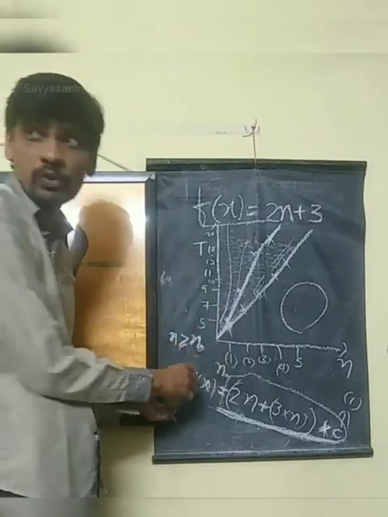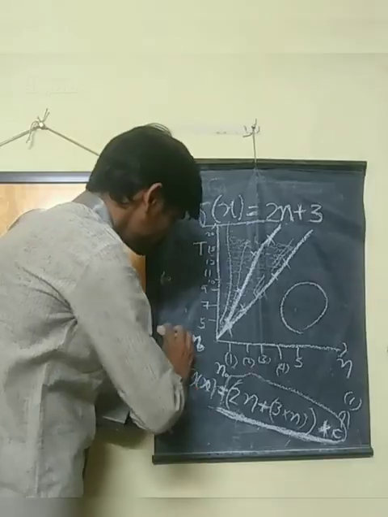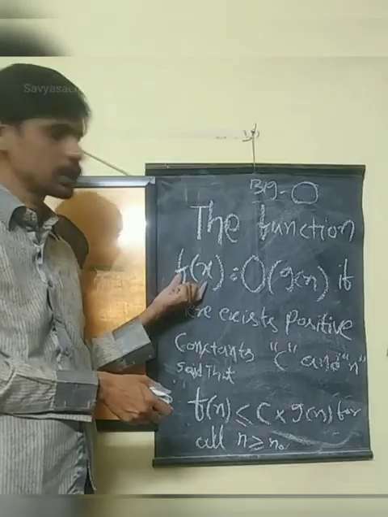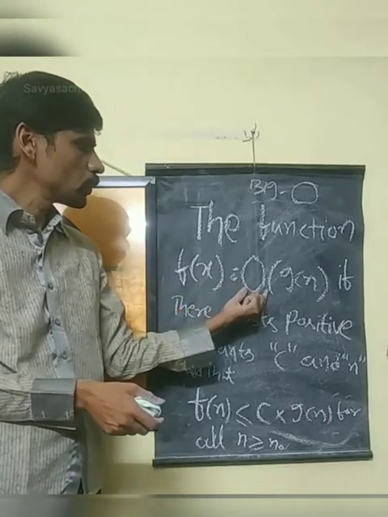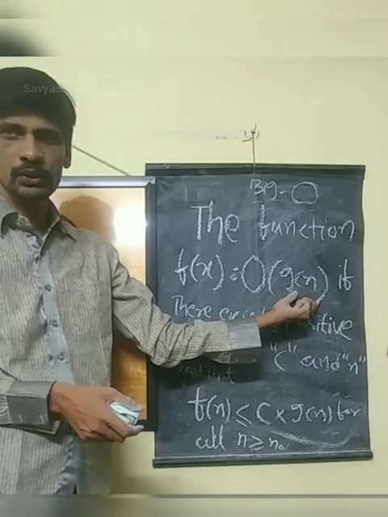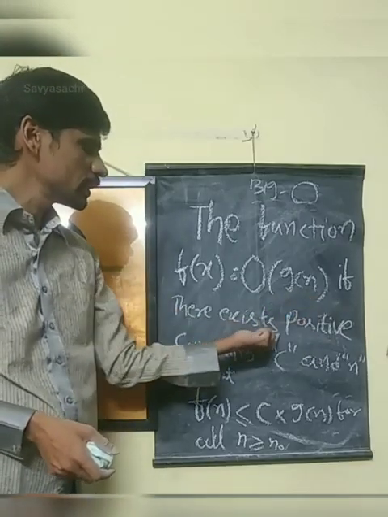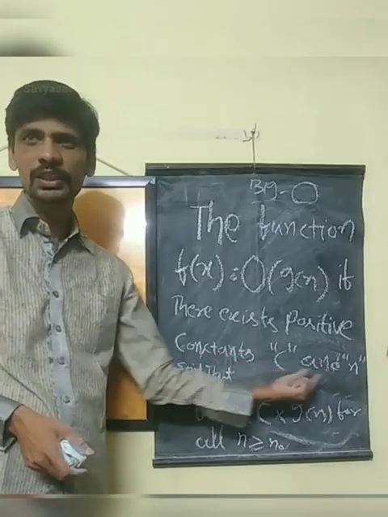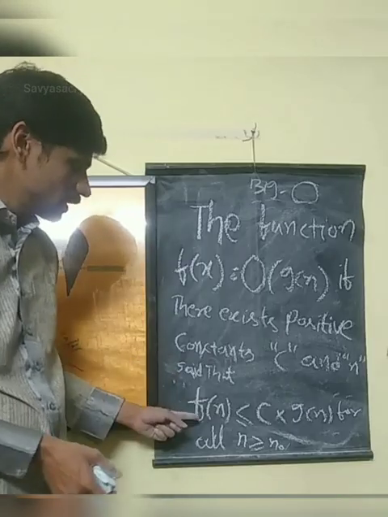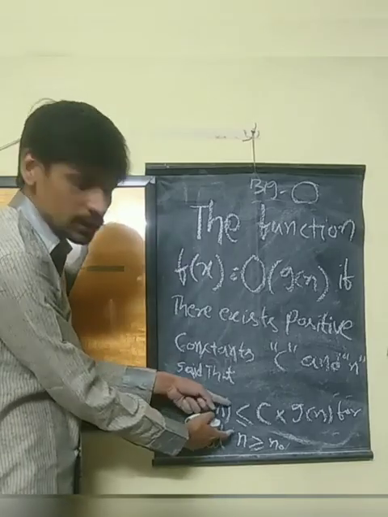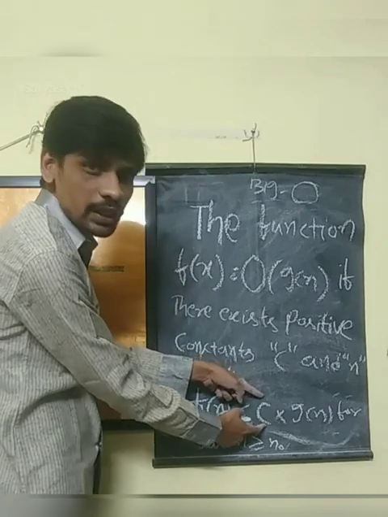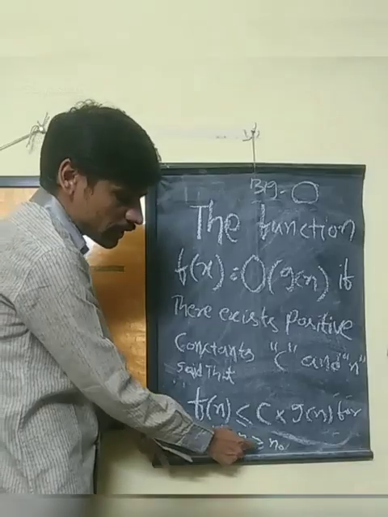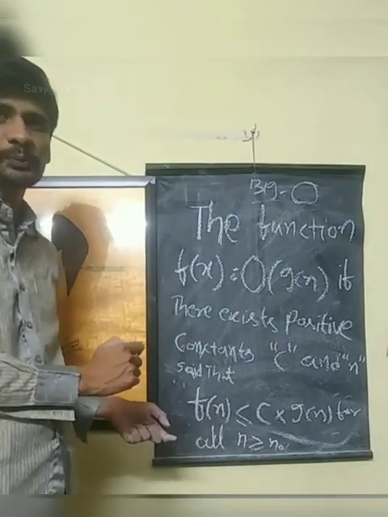I will erase this. I hope everyone understood, right? The function f of x equals big O of g of n if there exist positive constants C and n0, such that f of x is always less than or equal to C, a constant, multiplied by g of x, for all n greater than or equal to n0.